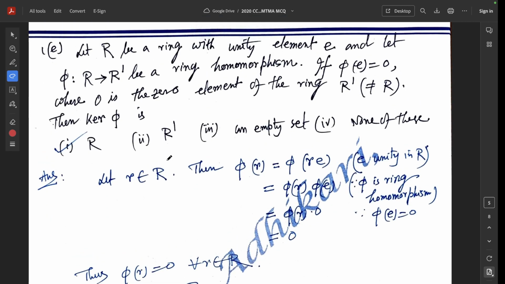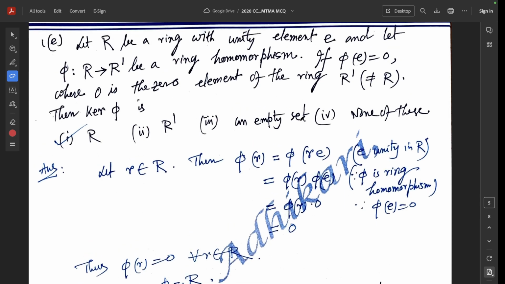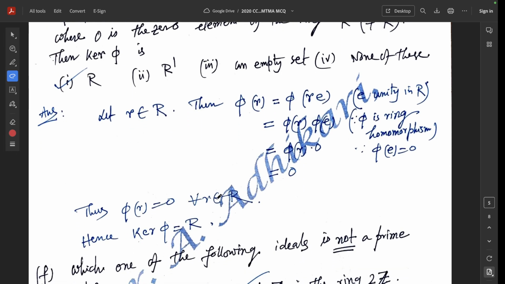Let small r belong to capital R. This capital R is the ring, not the real numbers here. Then phi r equals phi of r into E, because E is the unity in R. So phi r into phi E, by the definition of the ring homomorphism, phi is the ring homomorphism. It is given that phi is the ring homomorphism. And now phi E equals 0, it is given. So phi r equals 0 for all r belonging to R.